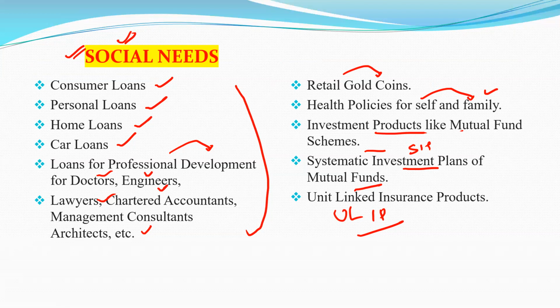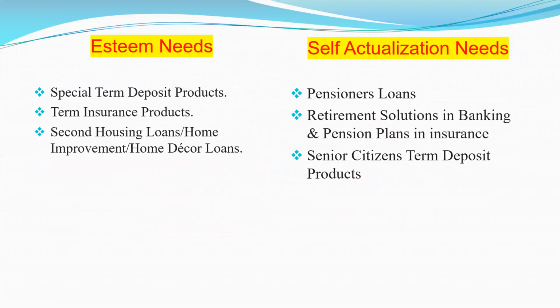After the social needs, what you will need are esteem needs, which come under the special term deposit products. For example, if you are investing for 5 years, you will get a little bit extra interest. Or there are specific products, like on celebrating 75 years of independence, banks launched 75 months or 1111 days different fixed deposit products. Different banks have launched different products.